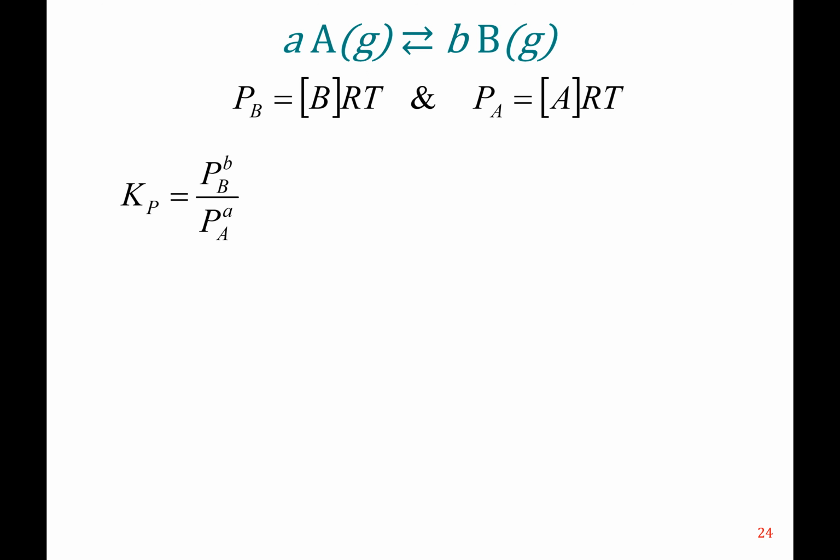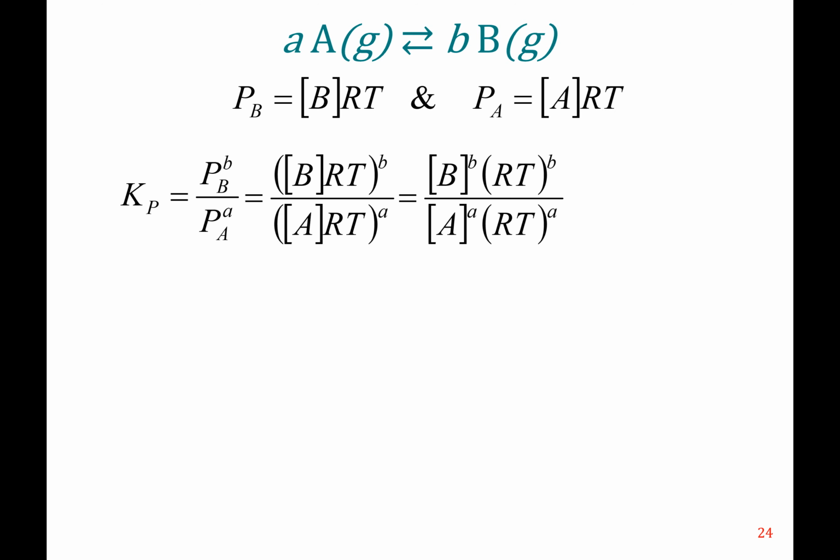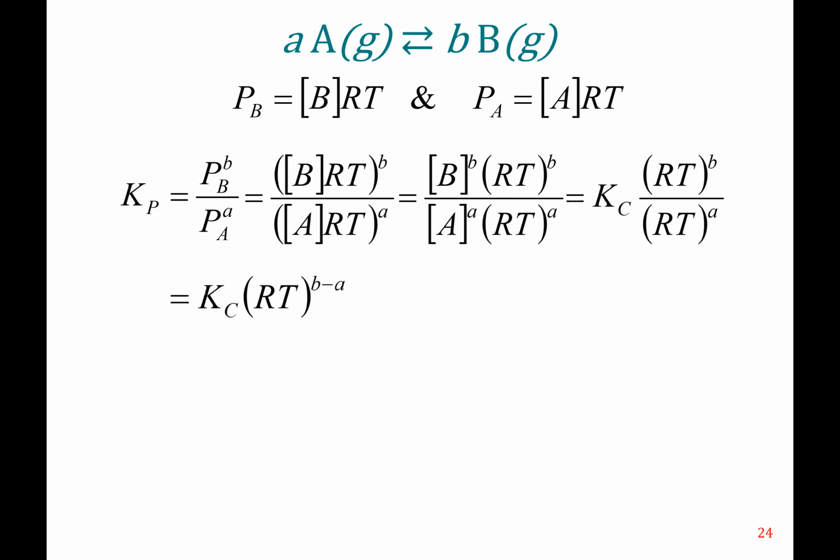Then remember that our Kp is equal to the pressure of B over the pressure of A. So we can rewrite this as the concentration of B times RT raised to the b, whatever our coefficient is, over the concentration of A times RT raised to the a. Which just becomes the concentration of B to the b times RT raised to the b, over the concentration of A raised to the a times RT raised to the a. So in other words, what does this seem like? Seems a lot like Kc times RT over RT. I'm not able to write on my screen at this particular moment, but remember that the concentration of B over the concentration of A is equal to Kc.